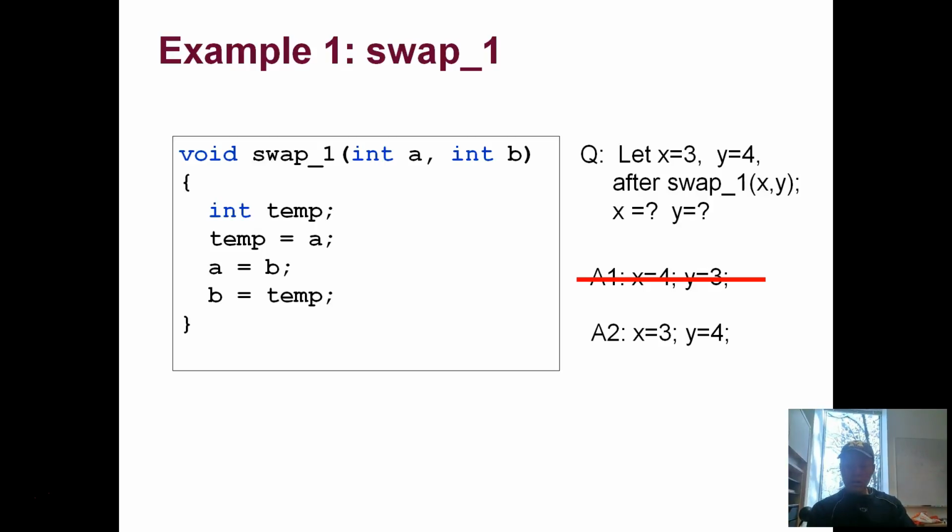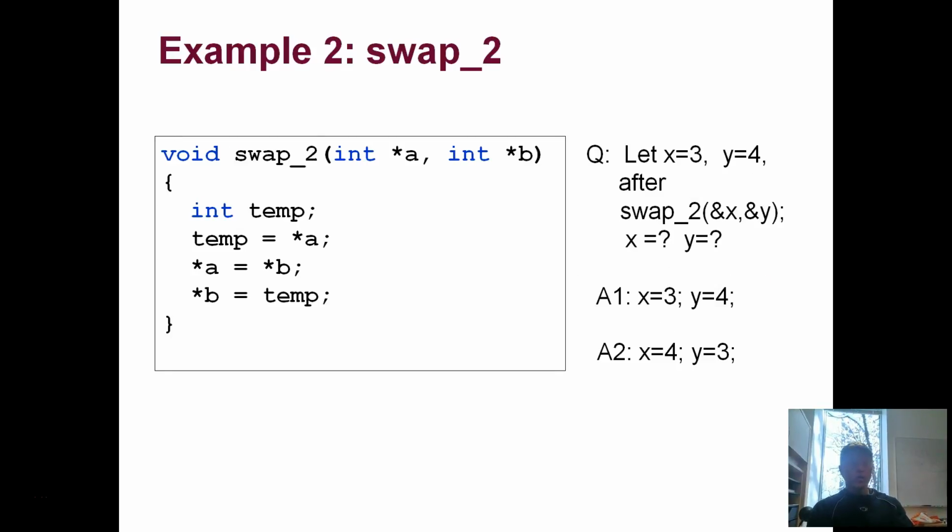So because it's call by value, you will see that for this particular call, the parameters x is 3 and y is 4, and these two values are copied to swap 1. Swap 1 does the swap internally, but because you're swapping the copy of it inside swap 1, the values stay unchanged.